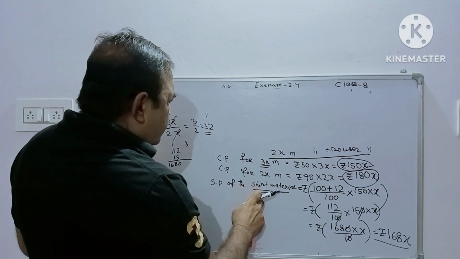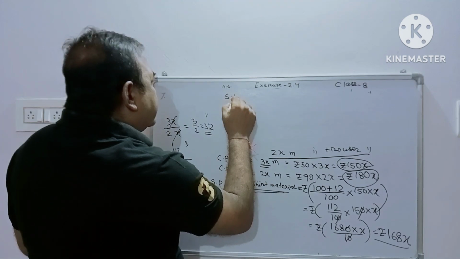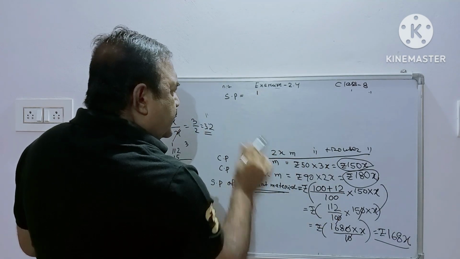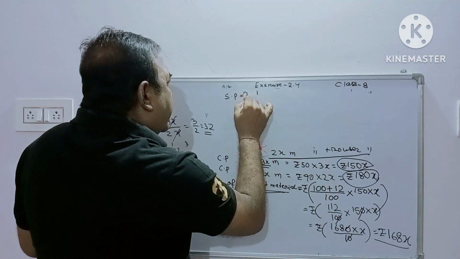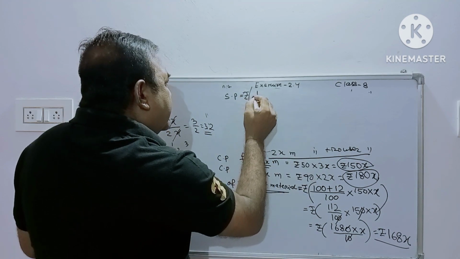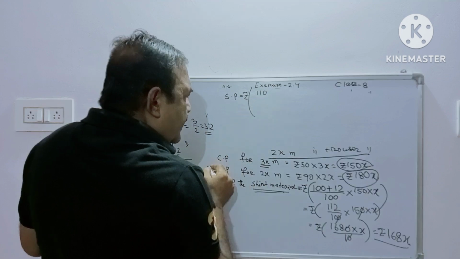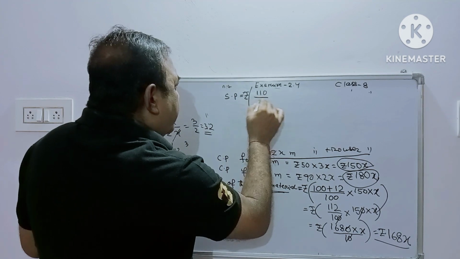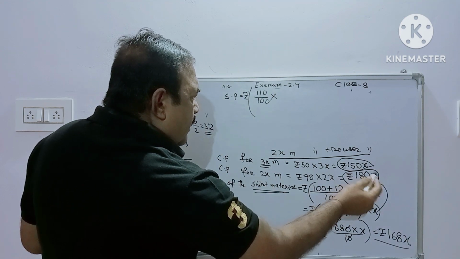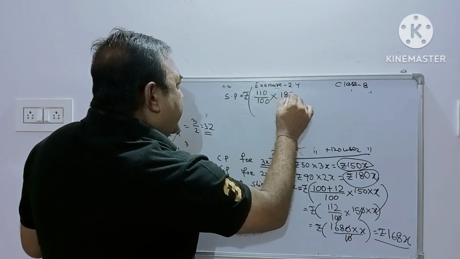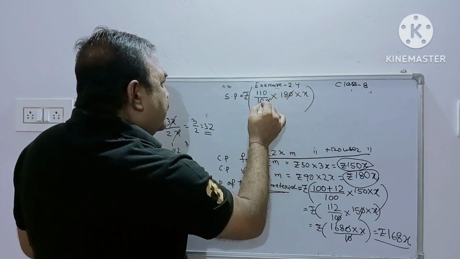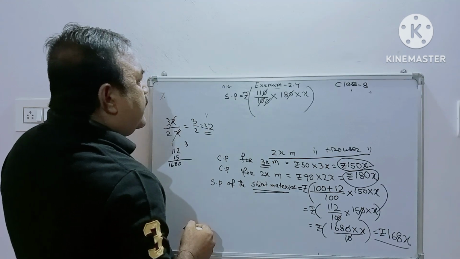And for the trouser material, what will be the selling price? Profit is 10%. So I will put the value 10 here. Just the same formula I will do, and give the rupees here. And 100 plus 12, here it is 10. So 110 totally I am writing here, divided by 100 into 180x. 180 into x. So the zeros cancel.